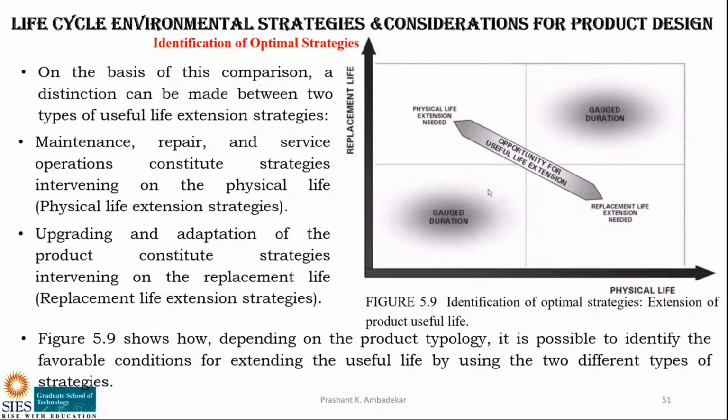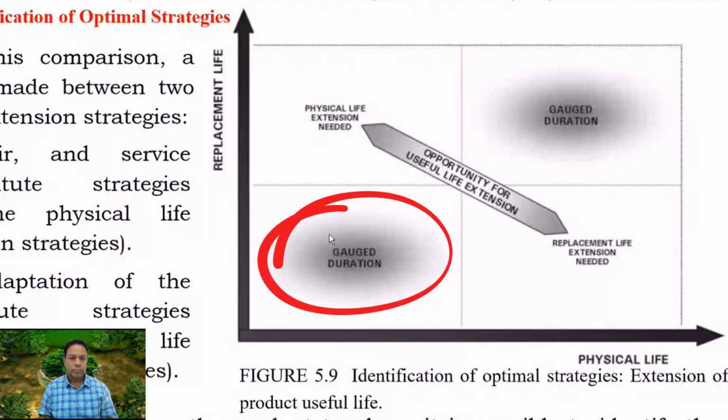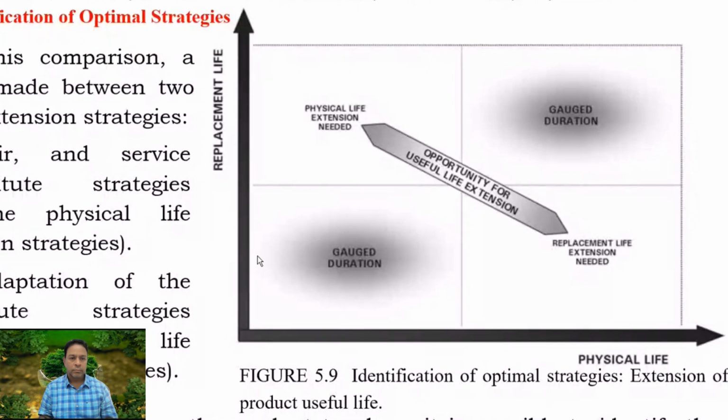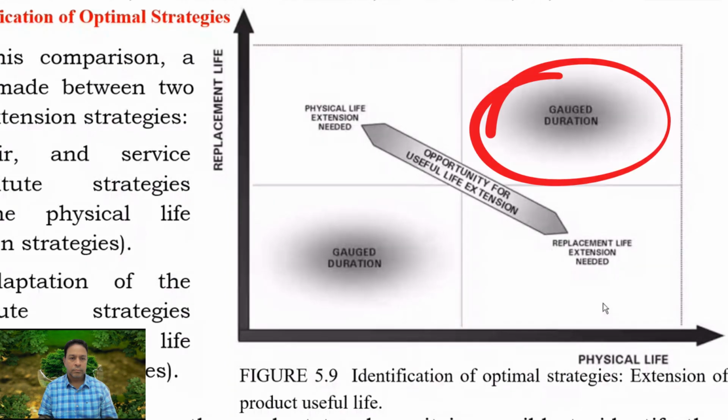Now, what is the condition here? The condition here is physical life is less and replacement life is less. Okay, meaning its technology is not changing, so its physical life is also less. Consider here also the design is good. What it says is its physical life is more, its replacement life is also more.